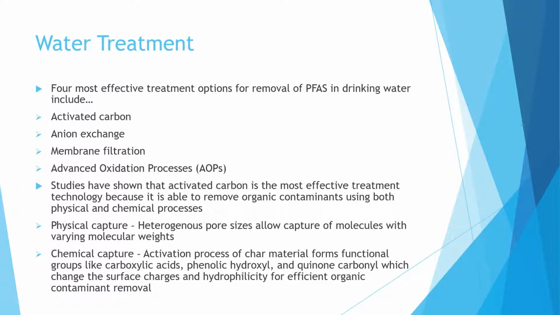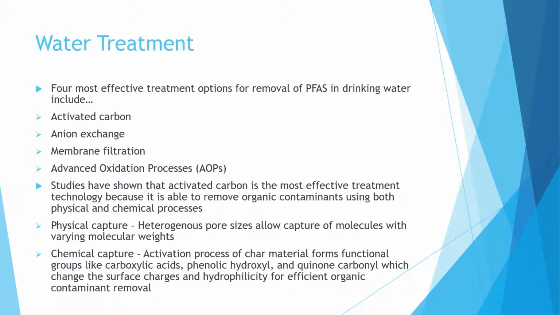So switching gears to water treatment and to remove these compounds from water, the 4 most effective treatment options for removal of PFAS in drinking water include activated carbon, anion exchange, membrane filtration, and advanced oxidation processes, also known as AOPs. So studies have been conducted showing that activated carbon is the most effective treatment technology because it is able to remove organic contaminants using both physical and chemical processes.